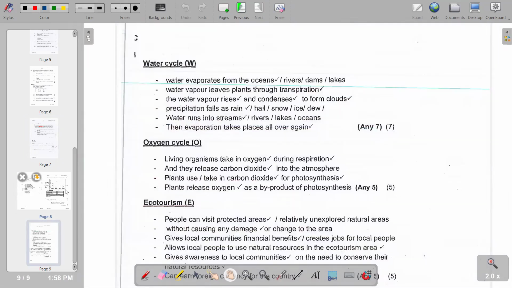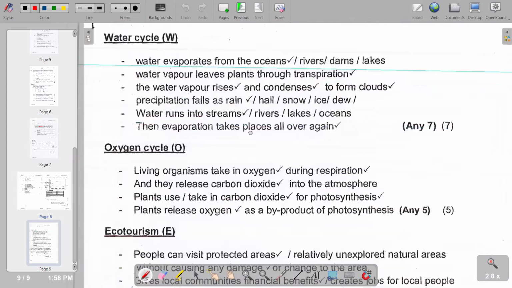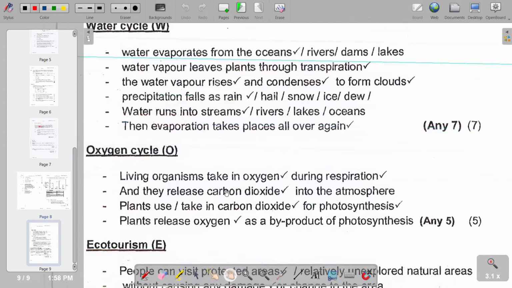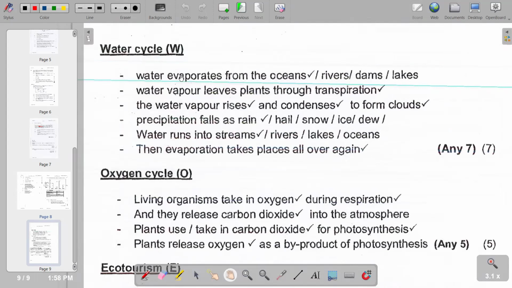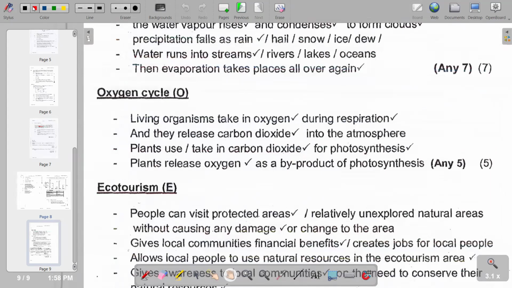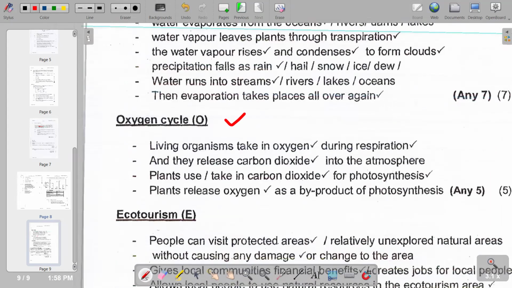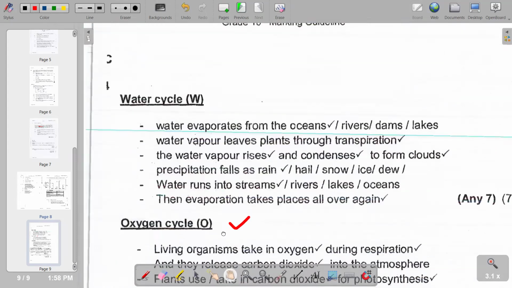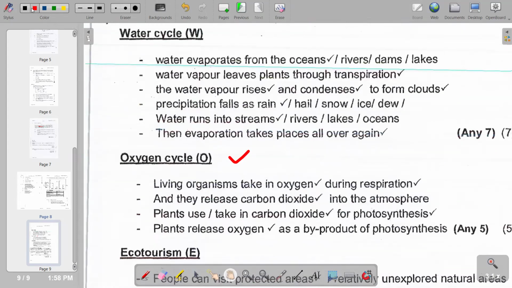So this is what we have in terms of our water cycle. These are the points that we have. Water evaporates from the oceans under the water cycle, and then water vapor leaves plants through transpiration. We also have the oxygen cycle, with the explanations that we have for it. So we have our explanation of the oxygen cycle, and then our water cycle explanations on this part.